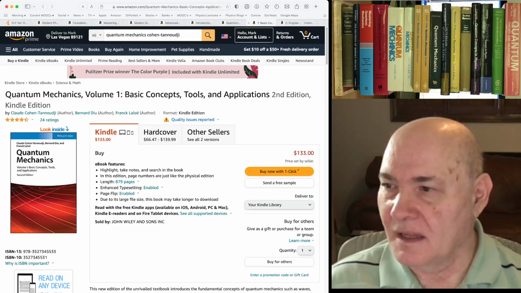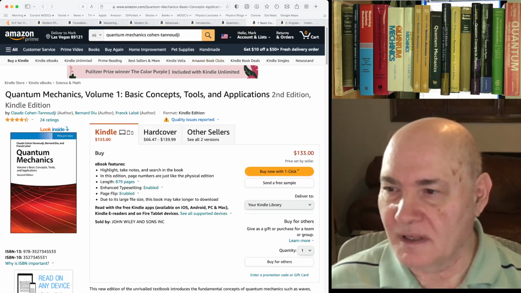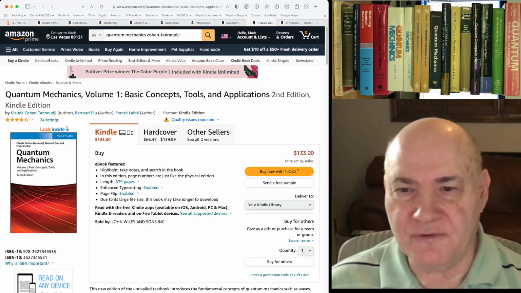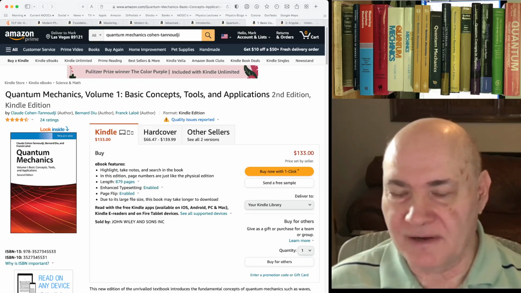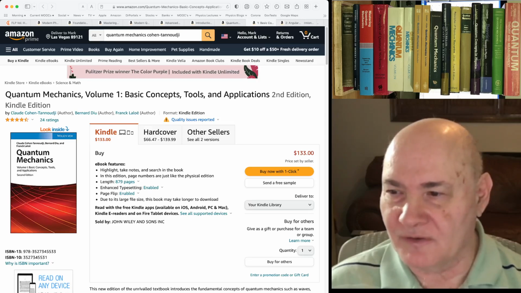The next book is more of a reference book. It's been a long-time reference by Claude Cohen-Tannoudji. It used to be two volumes and 1,500 pages, but after about 40 years, they finally came out with the second edition.